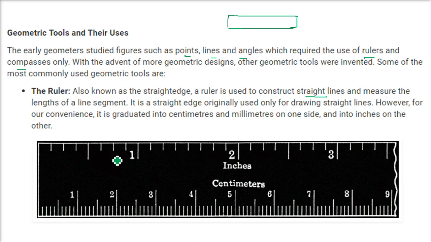And for convenience, we have different calibrations here. See, this is in centimeters, and you know that 1 centimeter is 10 millimeters, so we have millimeters also. This is 1 millimeter, this is 1 centimeter. Here we have inches also. So if you have to draw a line which is 4.3, you'll start from here, make a very straight line, and go up to this point. This is 4.3. So this is how you draw a line.